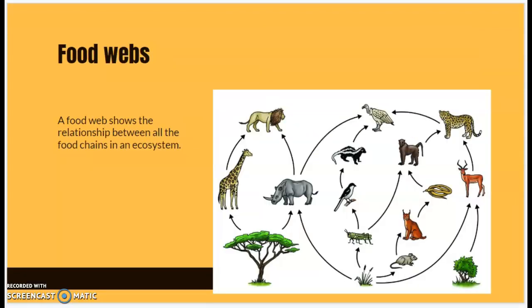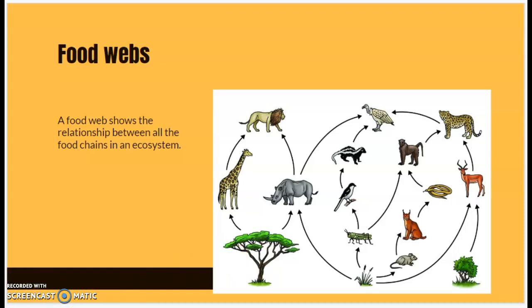A food web, this is more like an ecosystem. It shows the relationship between all the food chains in an ecosystem. There are many food chains. So we have a plant, giraffe, lion, but we also have all these over here too. This is a food web, okay? And this is what we're going to be focusing on today.